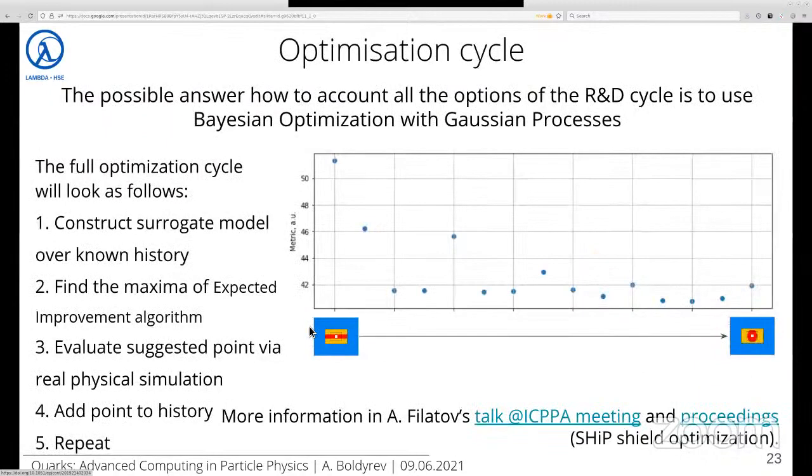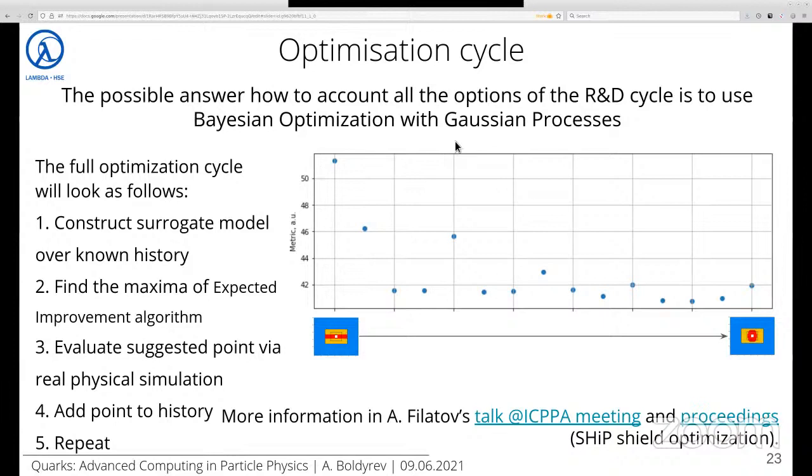And when we apply this approach to our pipeline, the possible answer for how to account for all the options of the R&D cycle is to use Bayesian optimization with Gaussian processes. In that sense, the full optimization cycle looks as follows. We construct a surrogate model over the known history, find the maximum of the expected improvement algorithm, evaluate the suggested point using real physical simulation, add the point to the history, and repeat these steps.